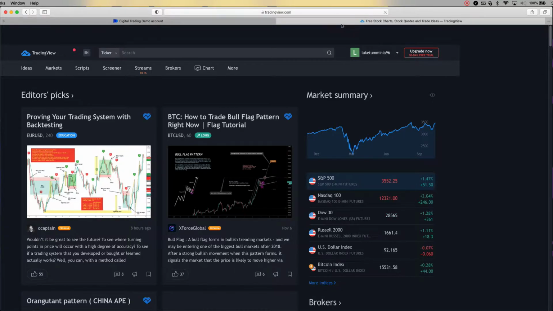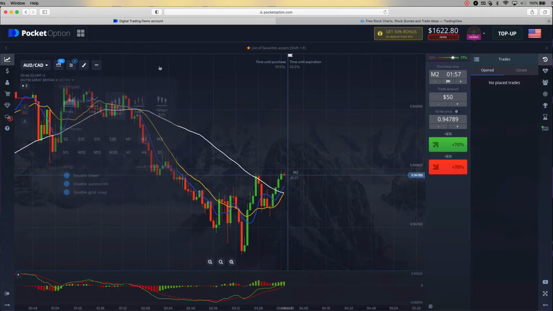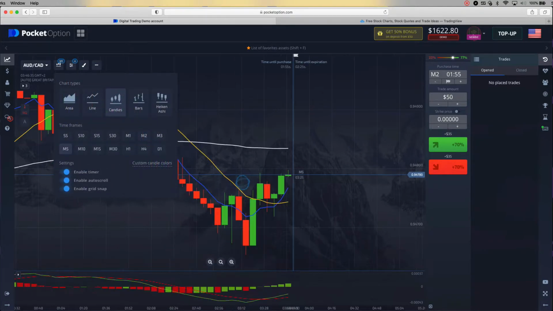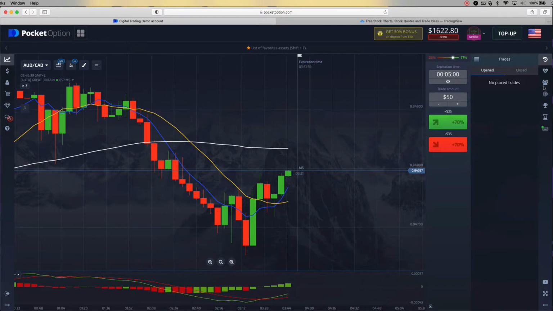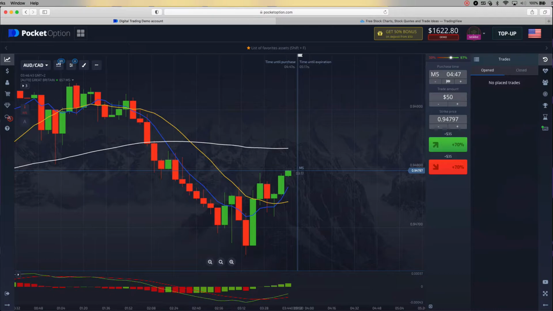So that's that. So the next thing you want to do, you come over here, and I'm using my demo account, and I want to switch this to, let's just try it for 5 minutes. So you want to go over here first to the candles. You want to make this 5-minute candles. You want to go over here to the expiration time and make this expiration time 5 minutes. So that one. There you go.